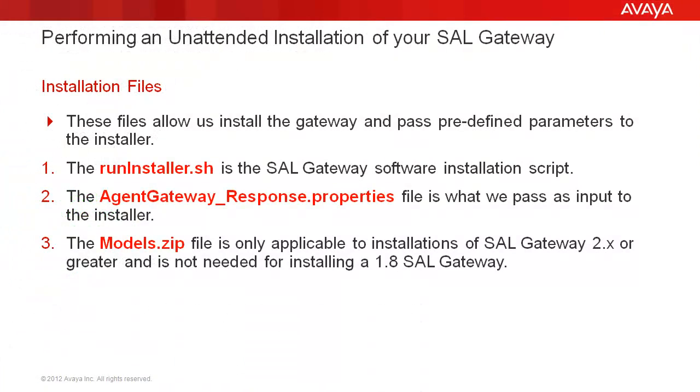So what do each of these files do? Because we're performing the installation in a non-interactive mode, we still need a way to pass a minimal set of mandatory parameters to the installer that would otherwise be collected with the attended mode. These aforementioned files allow us to accomplish just that, pass the required data to the SAL Gateway installer. The runinstaller.sh is the installation script used to install the SAL Gateway software. The agent_gateway_response.properties file is the file that we'll need to pass as input to the runinstaller.sh script. It contains both mandatory and optional parameters needed to successfully install your SAL Gateway. And finally, the models.zip file is just a prepackaged set of Avaya product descriptor files used by the 2.x gateway installer.